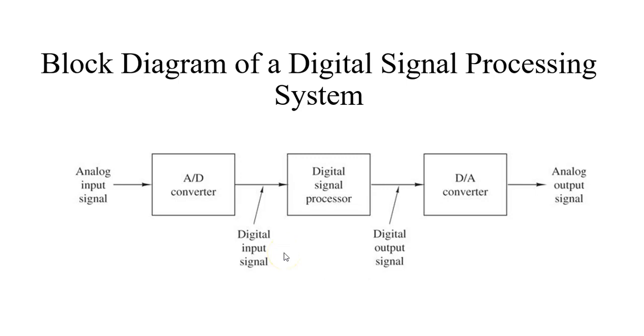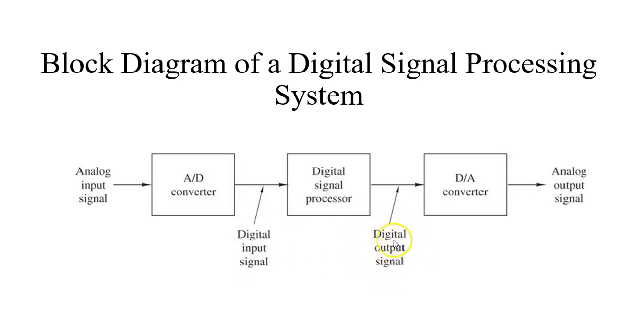The block diagram of a digital signal processing system is represented here. As you see, we have an analog input signal or continuous time signal. This is our analog to digital converter. The purpose of this converter is to convert our analog signal into digital. This is a digital input signal, and this is our digital signal processor. The digital signal processor has its own response to this input, and we will have our digital output signal.